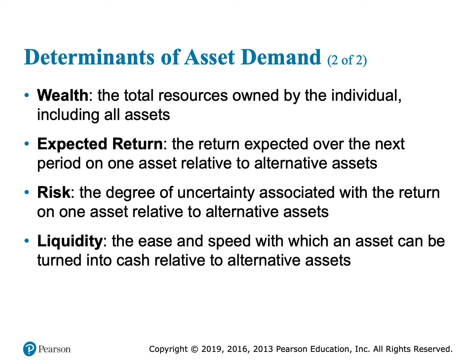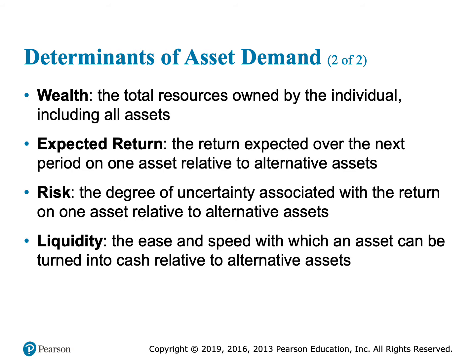The return expected over the next period on one asset relative to alternative assets. So here we're going to be thinking that the individual has a wealth portfolio choice and they could purchase one asset or some other asset. So your demand for any particular asset will depend upon its characteristics relative to your other choices. If one asset has a higher expected rate of return than the other asset, well, then you can see you're likely to put your demand for assets in that category.